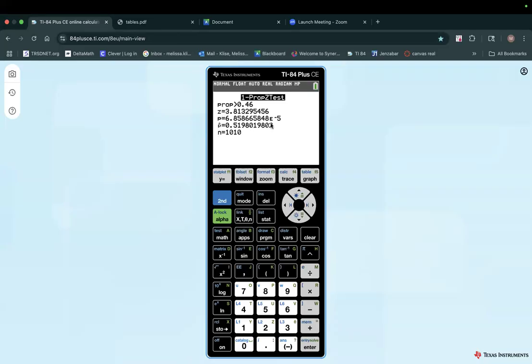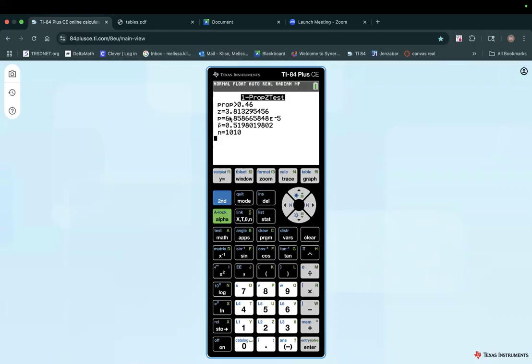This p hat right here is our p hat. It's exactly what we calculated. This is the probability that we would get a sample that size if the true proportion was 46%. If the true proportion is 46%, we have almost a 0% chance of getting the sample that we have, of getting 525 successes. It's almost a 0% chance.